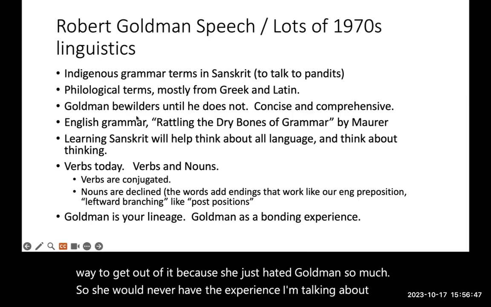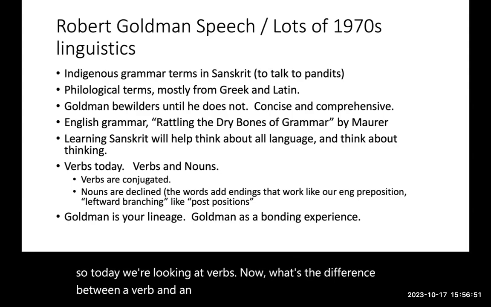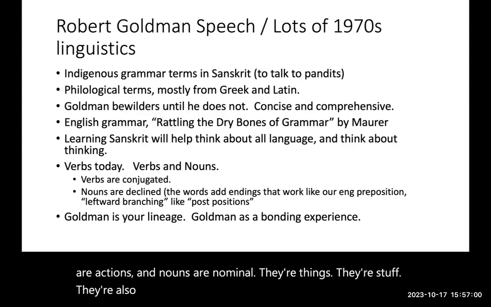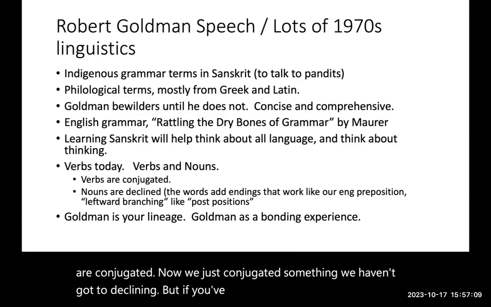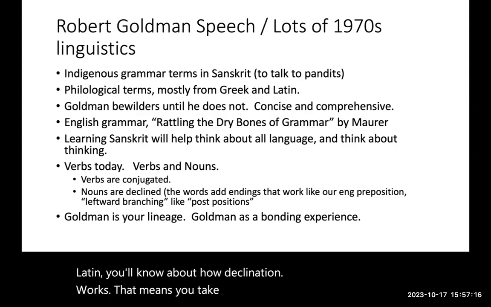All right, so today we're looking at verbs. Now, what's the difference between a verb and a noun? They're similar to English. Verbs are actions and nouns are nominal. They're things, they're stuff. They're also concepts. The best way to remember this is that verbs are conjugated. Now, we just conjugated something. We haven't got to declining, but if you've ever studied German or Greek or Latin, you'll know about how declination works. That means you take a word and you put a specific ending on the end of that word.